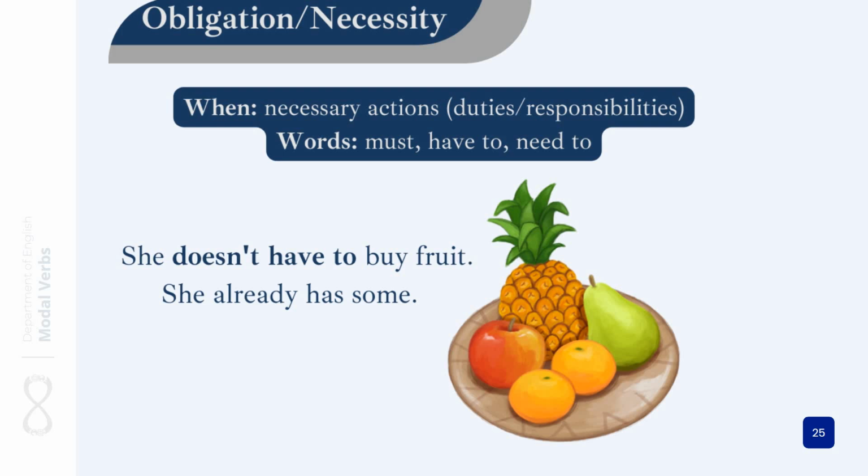She doesn't have to buy fruit. She already has some. So in this case, it's not necessary for her to do this thing because she already has some fruit. She doesn't need to buy any more.